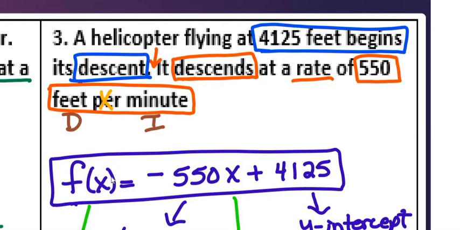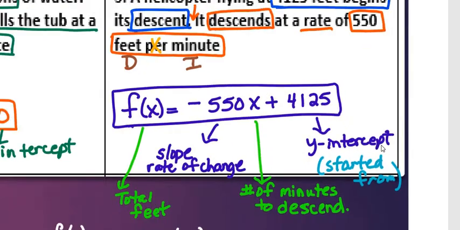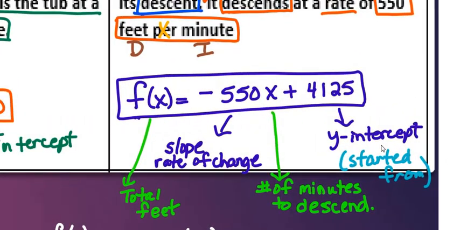So I'm going to write it as a function. f of x equals negative 550x plus 4,125. When you're looking at all of this right here, your total feet is f of x, and your slope is rate of change. They're interchangeable, is a negative 550. And your x is talking about the number of minutes it takes to descend. And your 4,125 is your y-intercept. This is where you started from.